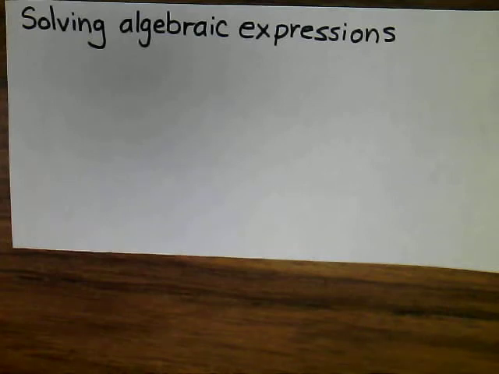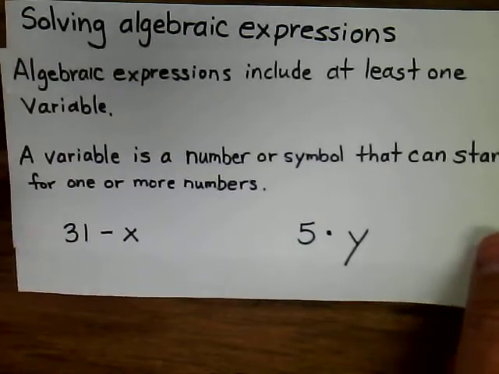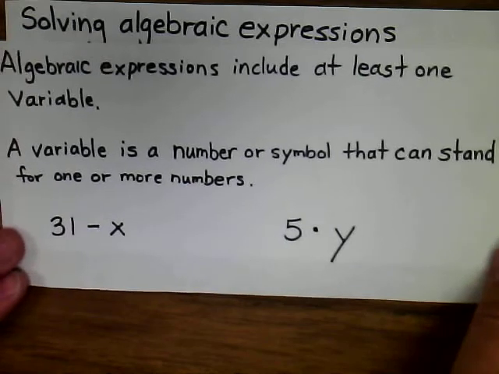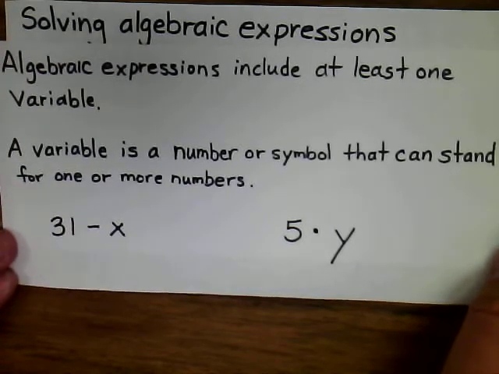Today's video lesson is on solving algebraic expressions. The first thing you need to know is the difference between an algebraic expression and a numerical expression. A numerical expression just includes numbers and operation signs, whereas an algebraic expression includes at least one variable. A variable is a number or symbol that can stand for one or more numbers.